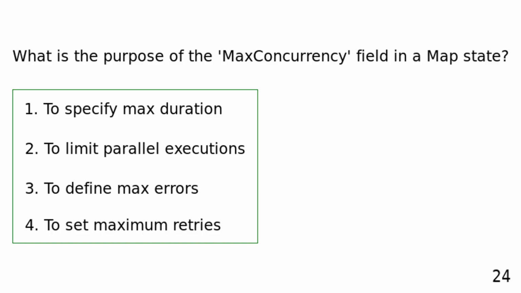What is the purpose of the max concurrency field in a map state? To specify max duration. To limit parallel executions. To define max errors. To set maximum retries.